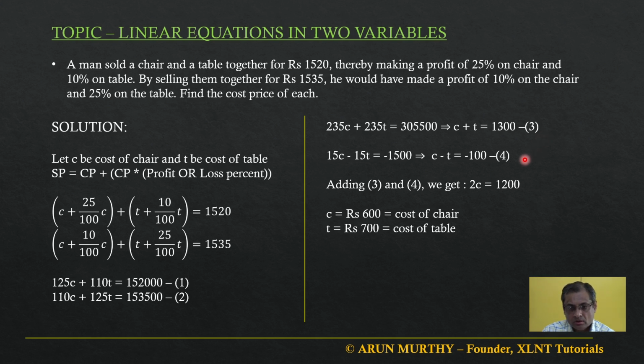Add equation 3 to equation 4, T will get eliminated and you get 2C as 1200, or the cost of a chair is 600 rupees. Since C plus T has to be 1300 and the C value is 600, T has to be 1300 minus 600, which is 700 rupees, which will be the cost of the table.